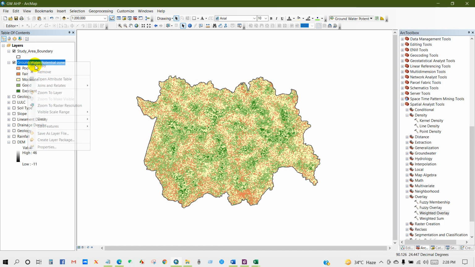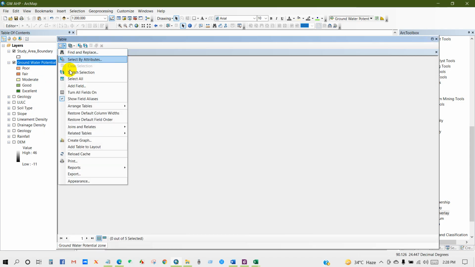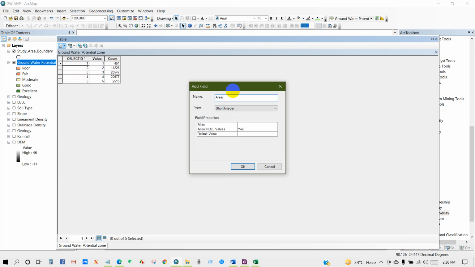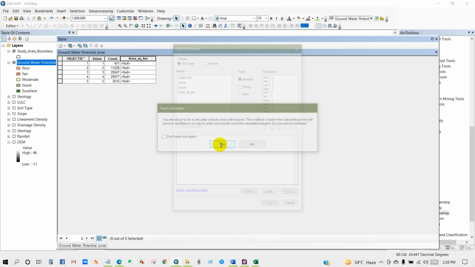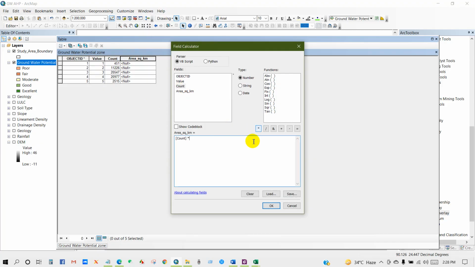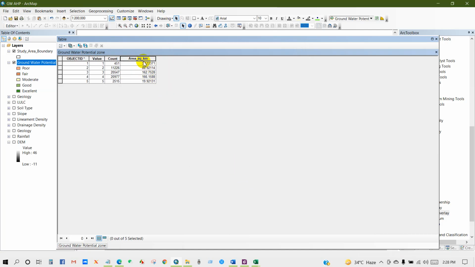Now I will calculate the area. So for that, we go to attribute table and then add field Area_square_kilometer and type as float, then OK, and then right click on the Area_square_kilometer, field calculator, yes, and then count, multiply cell size 89, multiply 89 divided by 160, then click OK. So area has been calculated here.